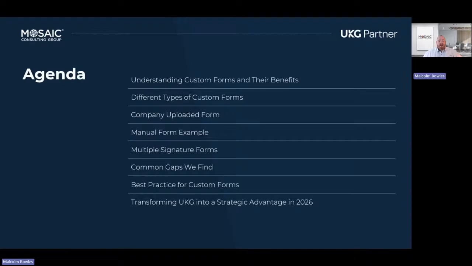All right. So what we're going to do, I'm going to have this in here just to talk about our agenda today. We're going to be understanding custom forms and their benefits. We're going to talk about the different types of custom forms, some of them being your company uploaded form, your manual form, and then we're going to talk about multiple signature forms, as well as some common gaps we find, best practices for custom forms, and then just a little bit of a tidbit at the end about that strategic advantage with using the Ready system to its fullest.